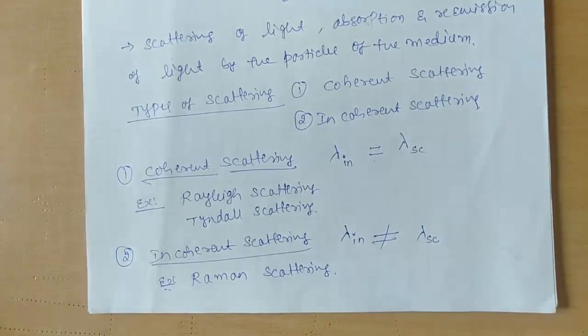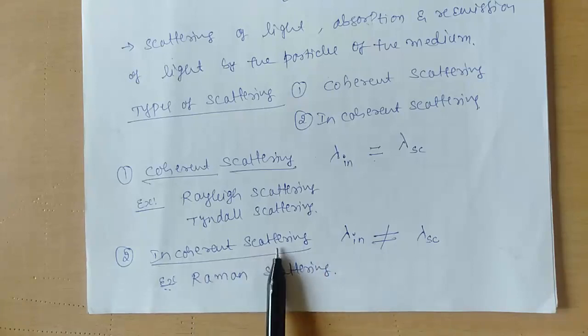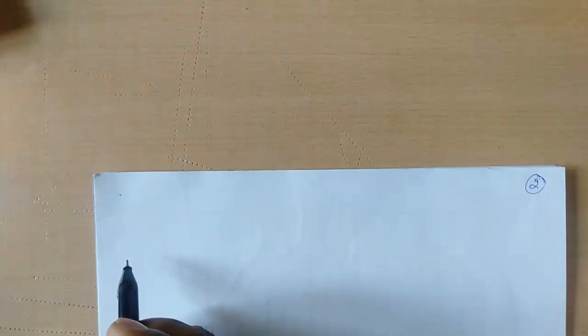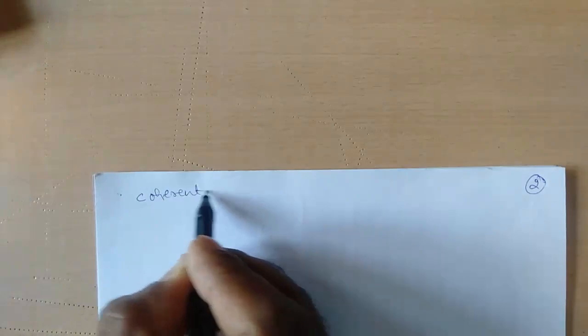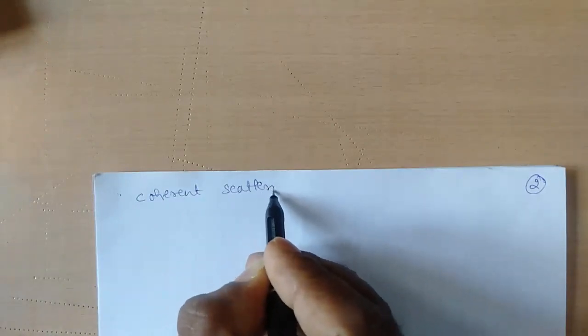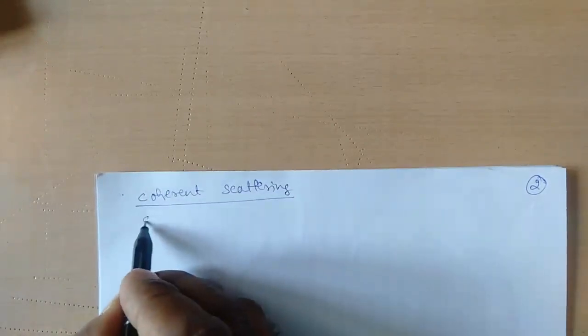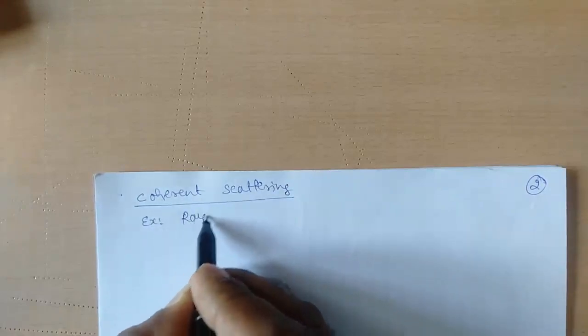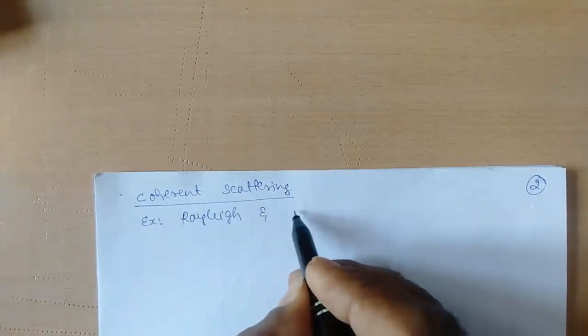So we will be dealing with incoherent scattering, that is Raman scattering. If the wavelength of the scattered light is not the same as the wavelength of the incident light, then such a type of scattering will be known as incoherent scattering. And the example for incoherent scattering is Raman scattering. Just now we were discussing coherent scattering, and the examples for coherent scattering are Rayleigh scattering and Tyndall scattering.